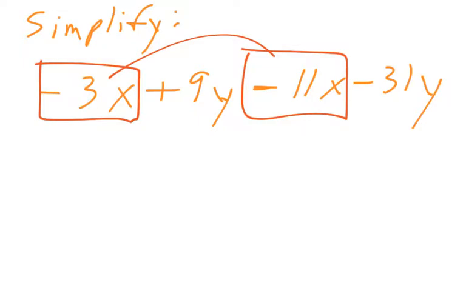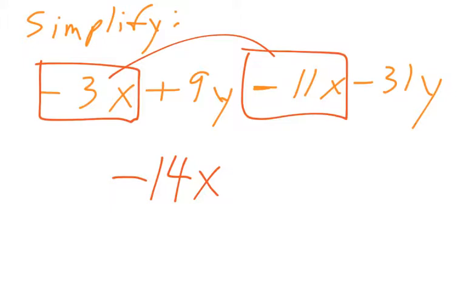So a negative plus a negative stays negative, negative 14x. It is not, and I hate to put bad ideas in your head, but it is not negative 14x squared. When you combine like terms or add them together, you keep the variable and the exponent the same.